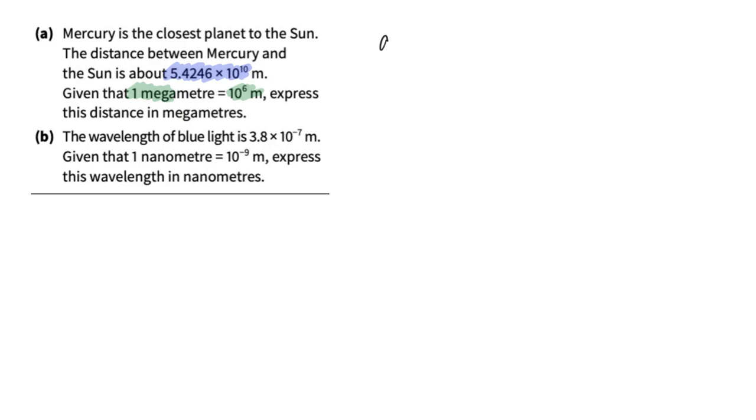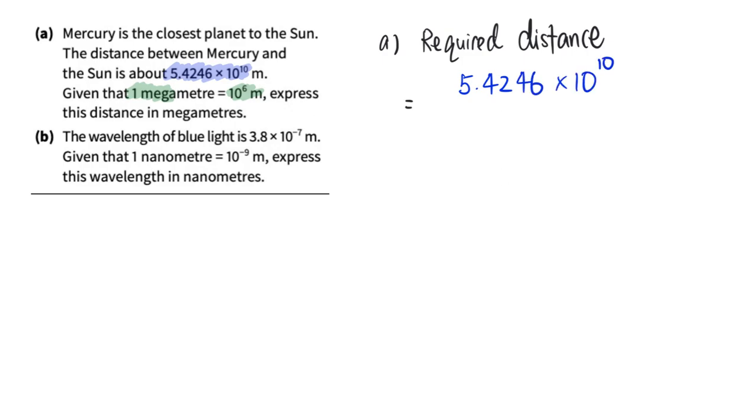For part A, the required distance, which is the conversion, would be equal to 4246 times 10 power 10. I just need to divide by 10 power 6 so that I will know how many megameters that will be. And this will give me a value of 54246 megameters.